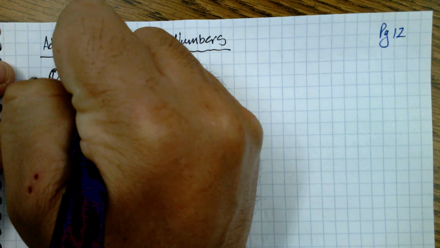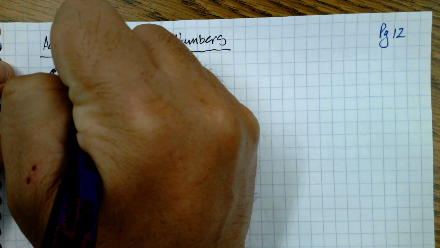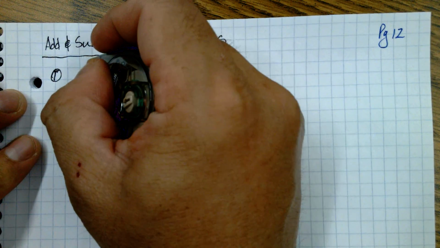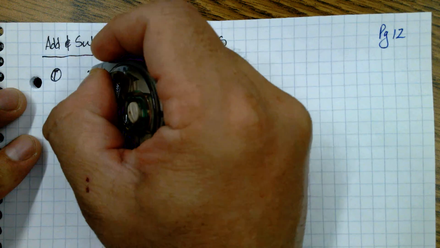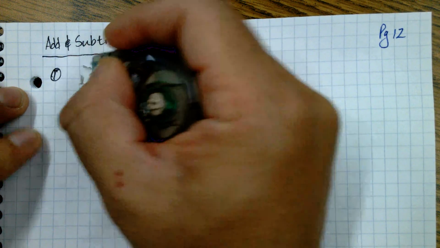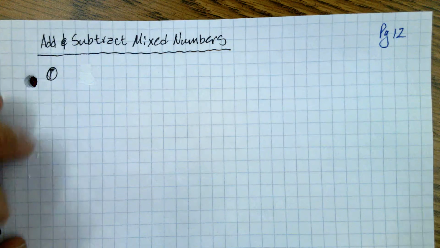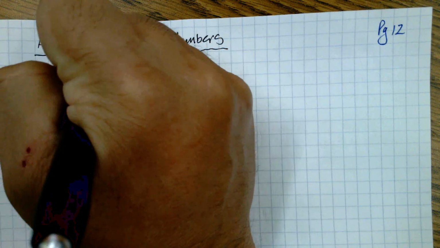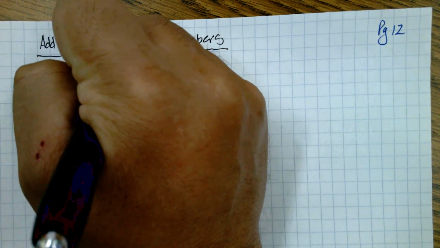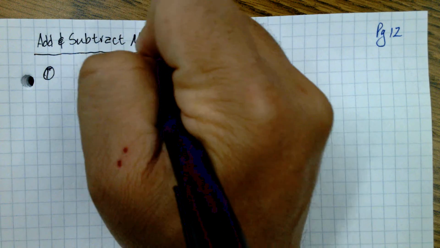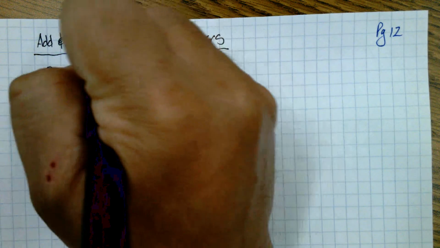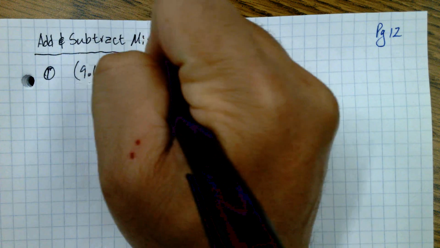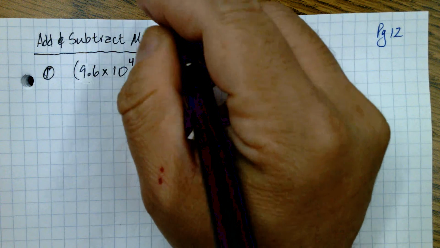Sorry, 9.6 is what I meant to have. 9.6 times 10 to the fourth power. So let's say we have that, and we're going to add to it 8,600.